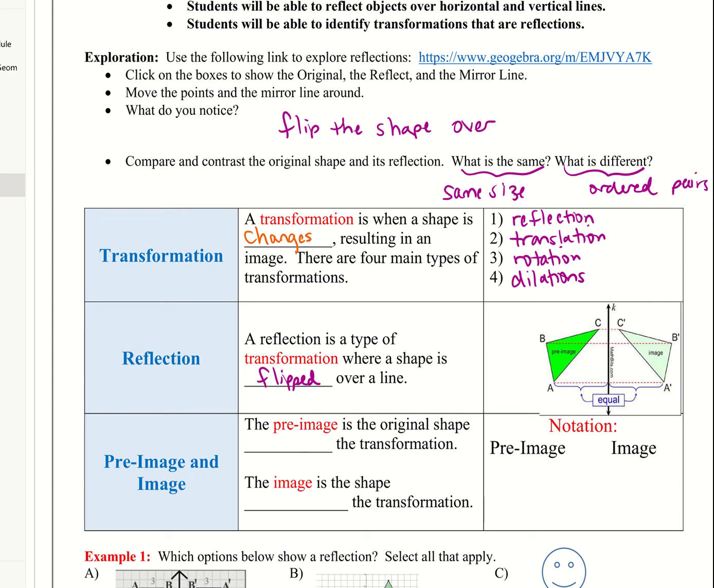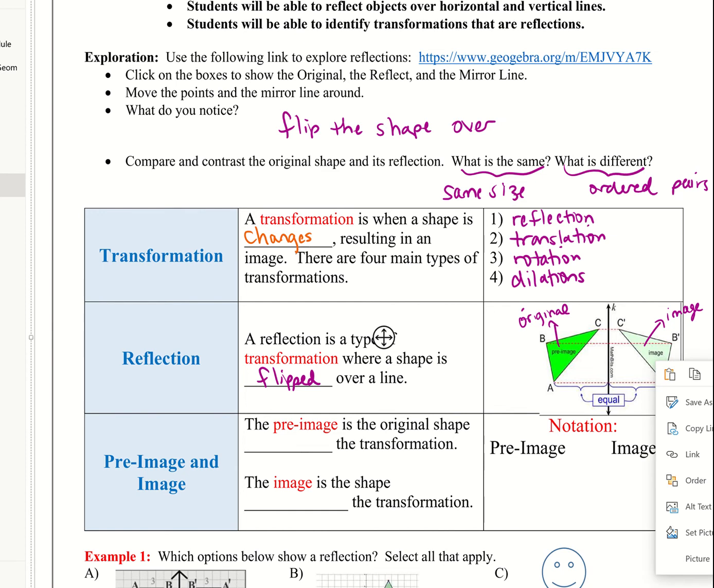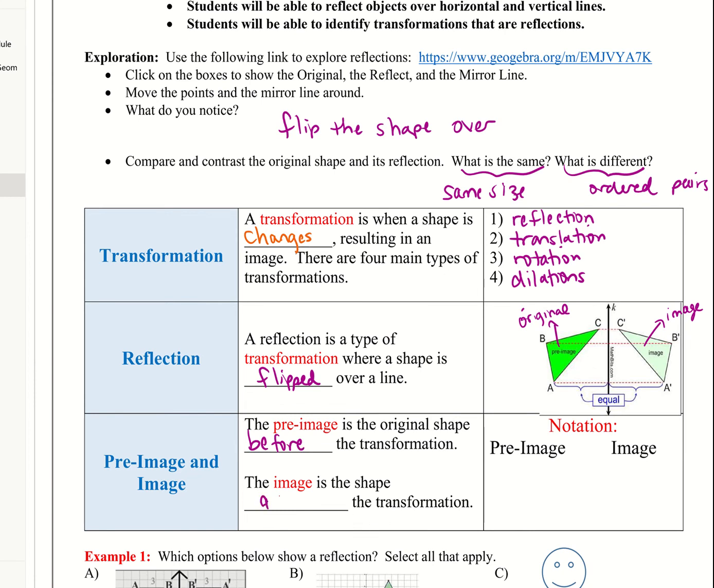And so when we take a shape and we flip it over a line, we're going to start off with an original shape. The original shape is called the pre-image. The new shape after you flipped it over is the image. Now, when you're looking at a picture, you're going to be able to tell what the original shape was and what the new shape was by looking at the notation. Again, the pre-image is the original shape before the transformation happens. The image is the shape after.